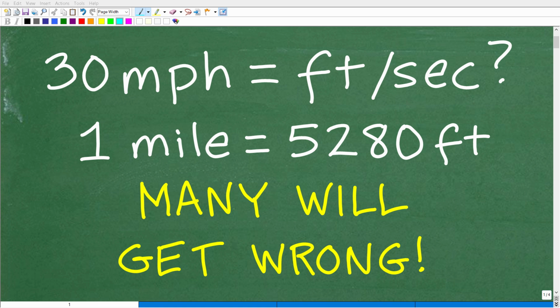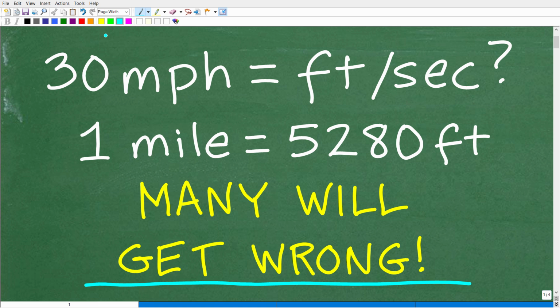Okay, so one of the most important skills that you need to understand, not only in math, but also in science, is how to convert units of measure. And a lot of people are going to get this simple problem wrong because they get confused on how to convert units of measure. But let's see how you do with this problem.